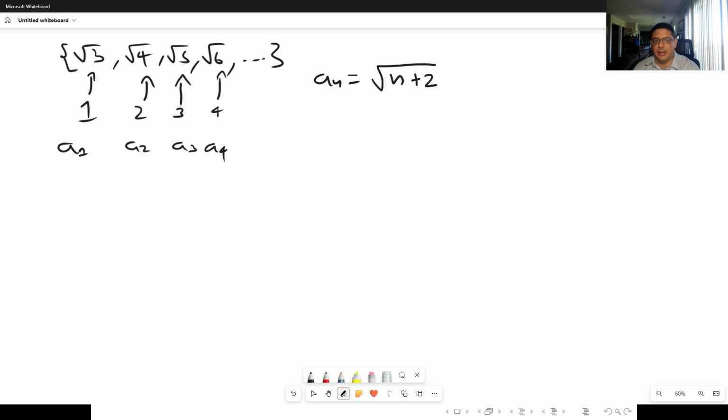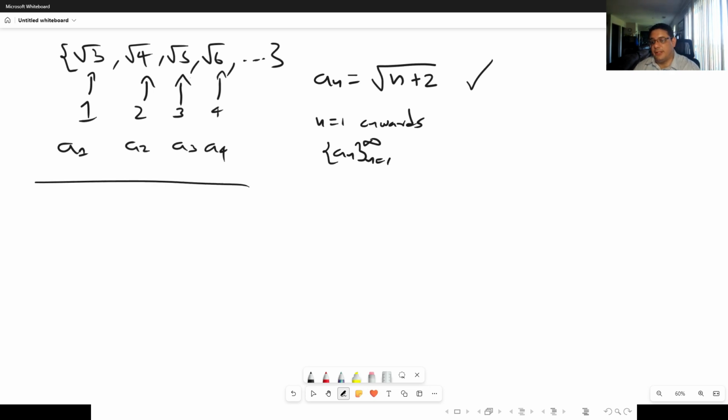Well, when I plug n equals 1, I get the square root of 3. When I plug 2, I get the square root of 4. When I plug 3, I get the square root of 5. And when I plug 4, I do get the square root of 6. So this is true. And this is assuming, of course, that n equals 1 onwards. So we have a_n, n equals 1 to infinity.